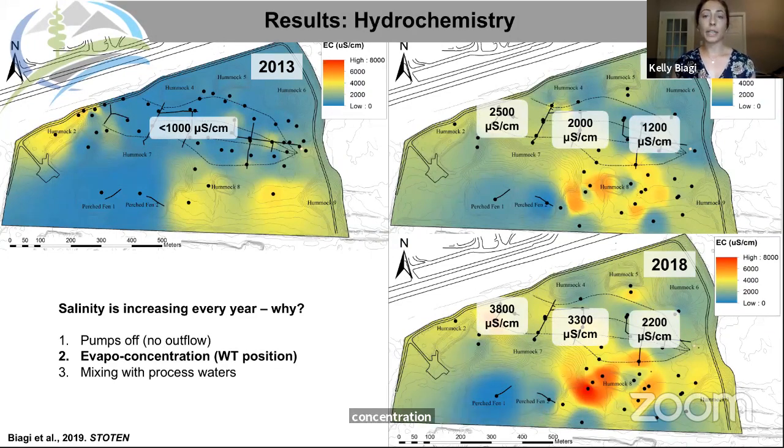Secondly, we noticed that there's a gradient of salinity within the wetland once the pumps were off, which decreases towards the outlet. And this is from evapoconcentration, which is enhanced in areas with lower water tables, which we see here. The near surface water tables in the west wetland have higher salinities than in the east wetland, which has persistent standing water.